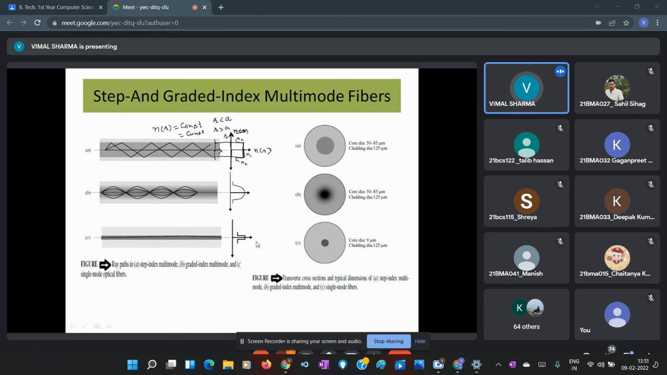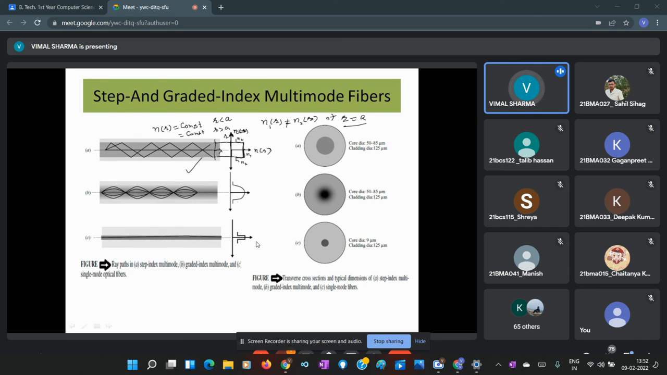Then where is the change? It is exactly at R equals A. So change happens only at the interface. So it is a step index fiber. This type of fiber is called step index fiber, because of the change as we move from core to cladding.